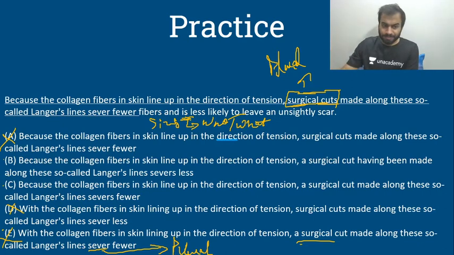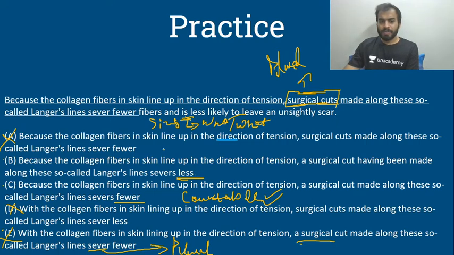Now, whenever we are talking about countable things, we use fewer. We don't use less. We use less when it is not countable. Okay. We're talking about fibers, right? And fibers are countable. That is why we'll go ahead with fewer instead of less.